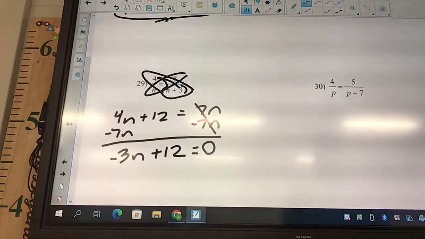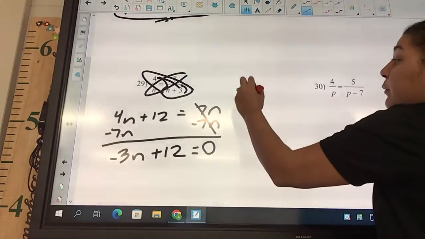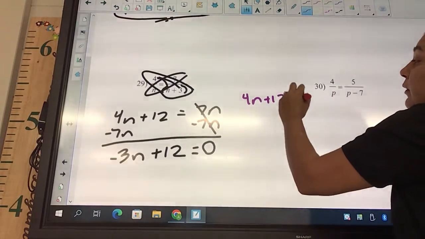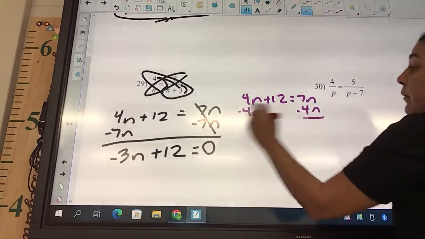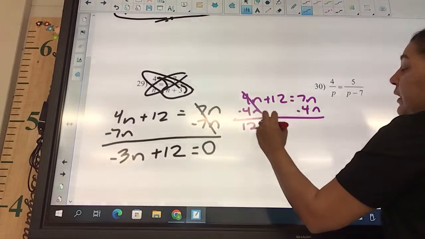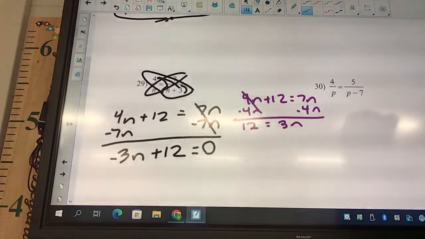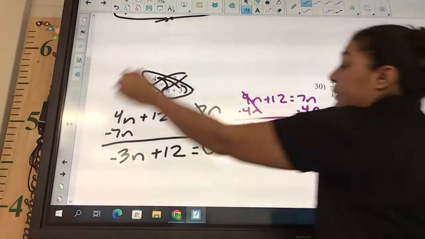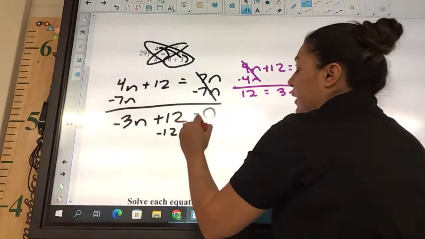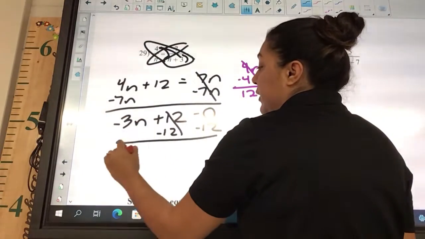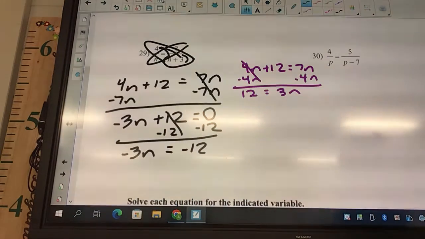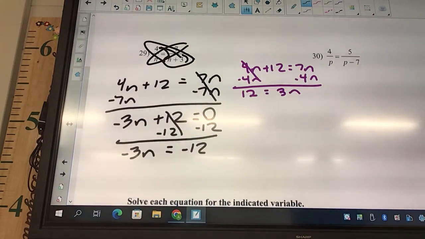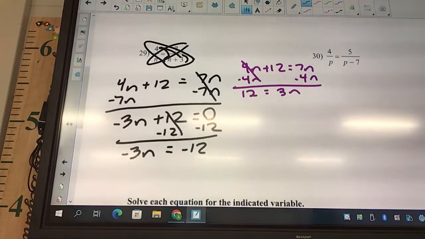Okay, me personally, I would go this route. I would subtract the 4n. Then I got 12 equals 3n. If you're going to do it this way, it's fine, but you're going to have to put that minus 0 or equals 0. Either one of these ways works. The goal here, though, is to get all of the letters to one side and all of the numbers to another side. That way you can do that division.